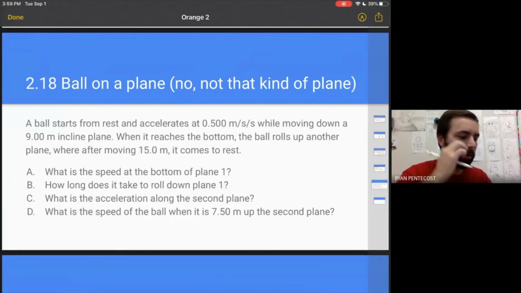A ball starts from rest and it accelerates at 0.5 meters per second squared while moving down a 9-meter inclined plane. When it reaches the bottom, the ball rolls up another plane where, after moving 15 meters, it comes to rest. So this is going to be a complicated problem. So let's draw it first.